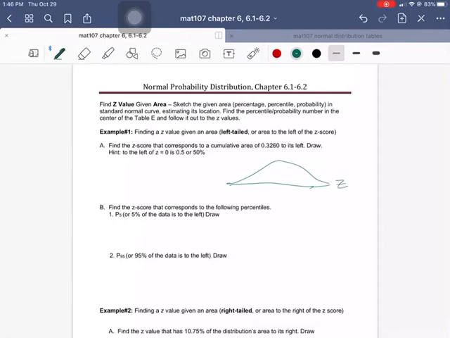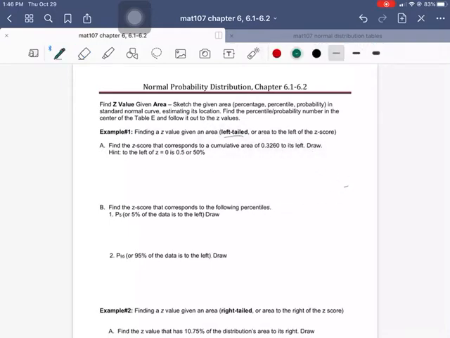We're talking about a standard normal distribution. 0 is there with a z. Okay, find the z-value of a given area to the left of the z-score. So find the z-score that corresponds to the cumulative area of 0.3260 and its left. Hint: from the 0 over is 0.5. So if we're talking specifically a left tail, then 0.3 has got to be a little farther over to the left.